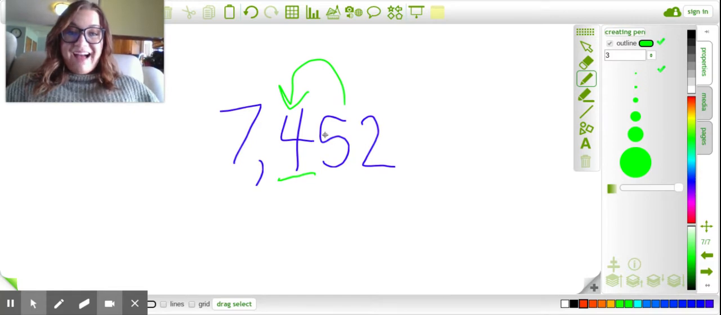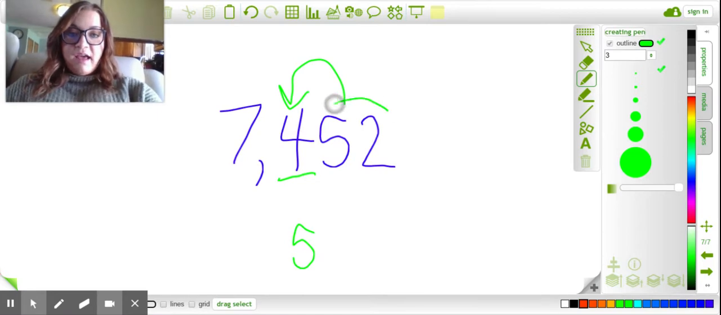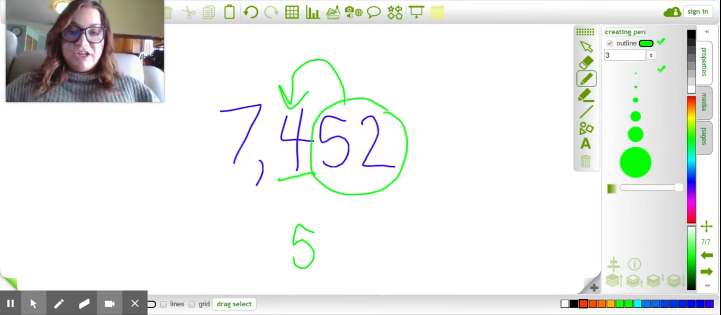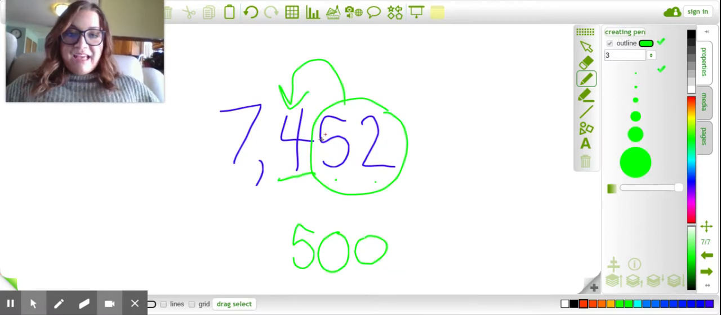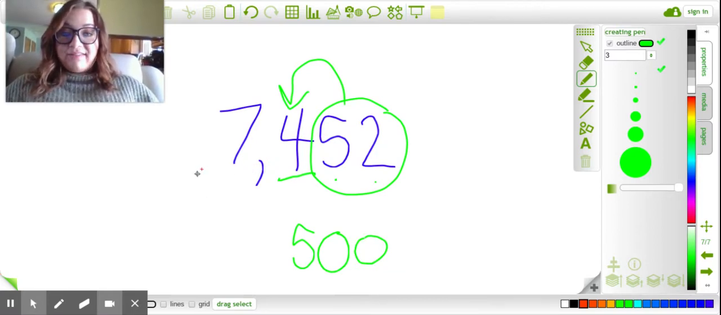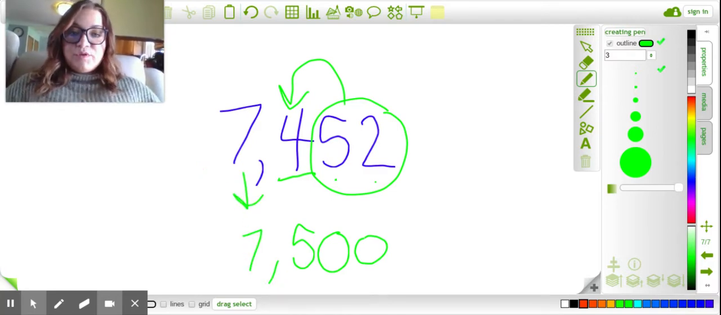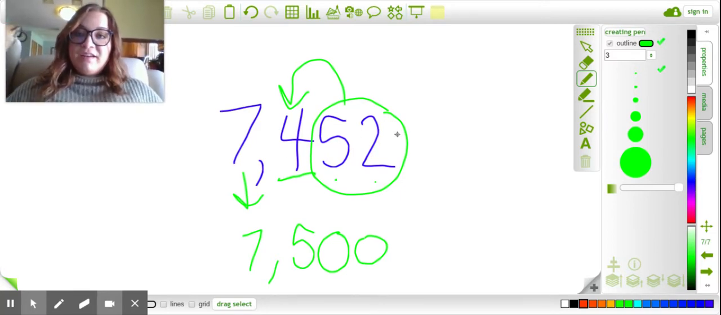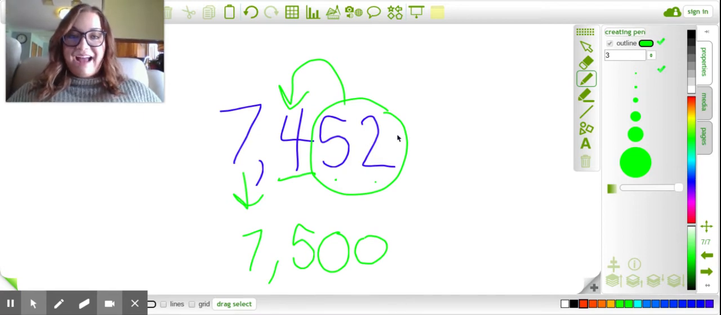Since the neighbor is a 5, that 4 is going to round up to 5. Everything to the right of the underlined digit is going to turn into a big old fat 0. We've got 2 digits, so we've got 2 zeros. And anything to the left of the underlined digit always stays the same. So the nearest hundred to 7,452 would be 7,500. All right, campers, are you ready to try another example?